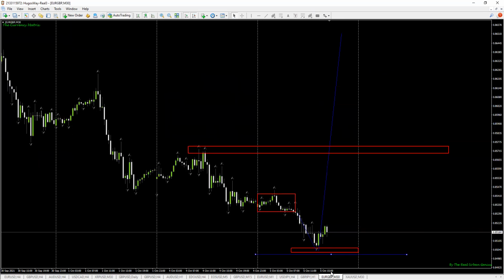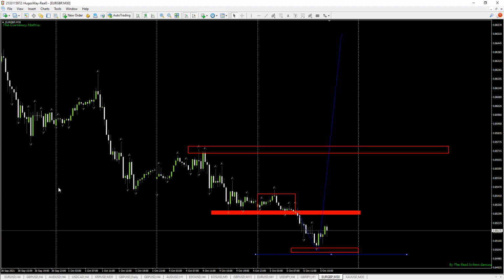Versus on euro pound, have we broke yesterday's low? Yes. All right. That's why that's got to be question number 1.